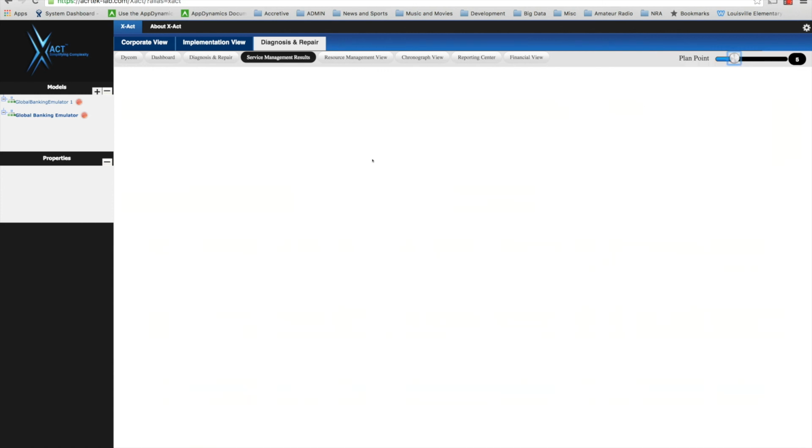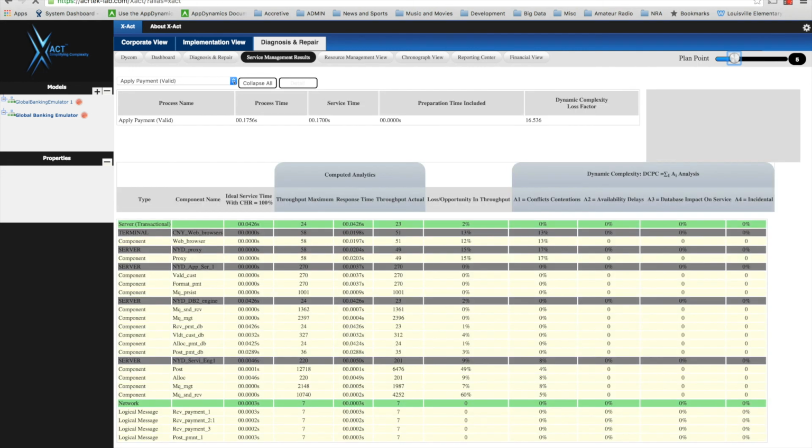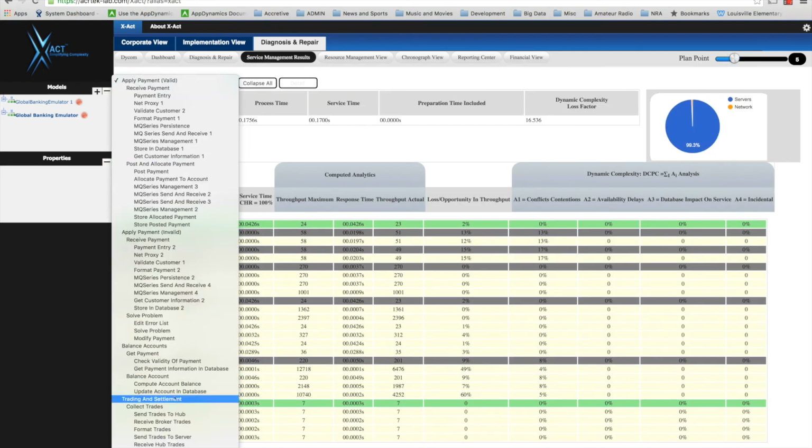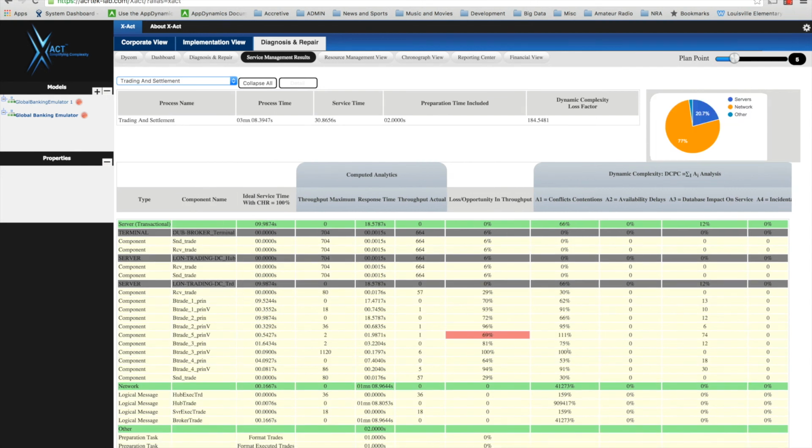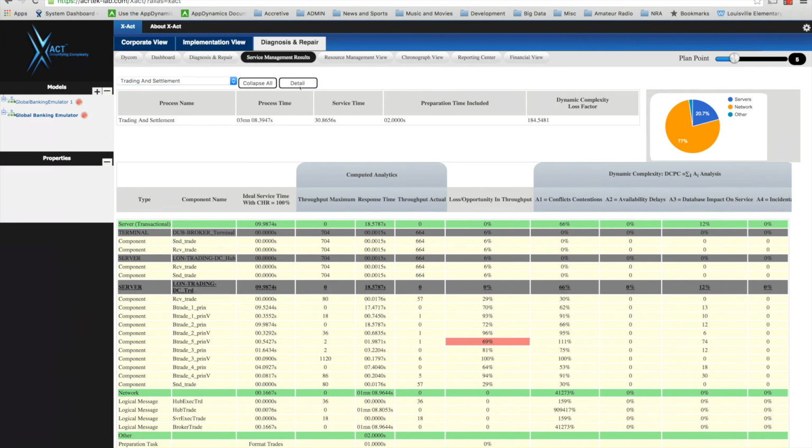But if we go look at, say, point 5, where we knew we had some issues where dynamic complexity jumped up, and we go look at trading and settlement here, we should see that our conflicts became substantial here. We also see that our impact by the database becomes rather large, and we can select this server and go look at the detail of that server.